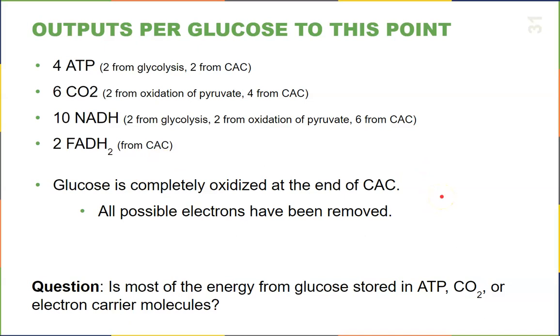So glucose at this point is completely oxidized. It's completely ripped apart. There's no more energy that we can get from glucose. However, we can now take our electron carriers and make all of our ATP. So the major goal, again, to this point, is to make electron carriers. Okay. So is most of the energy from glucose stored in ATP, CO2, or electron carriers? Well, you should say electron carriers. Hopefully I've really drilled that into you so far.